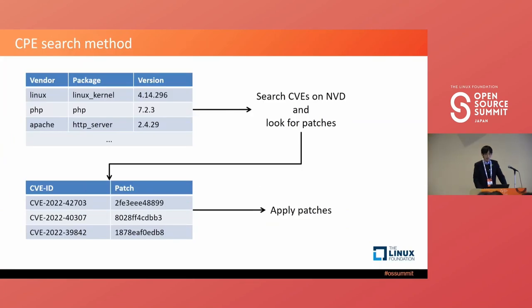In the embedded Linux industry, the CPE search method is widely used to develop software updates. CPE search is a method to check software vulnerabilities using package name and version number. When we develop software updates, we first create a list of known security issues by CPE search and then look for patches to fix these issues and apply the patches to the platform. We typically search for patches by hand.